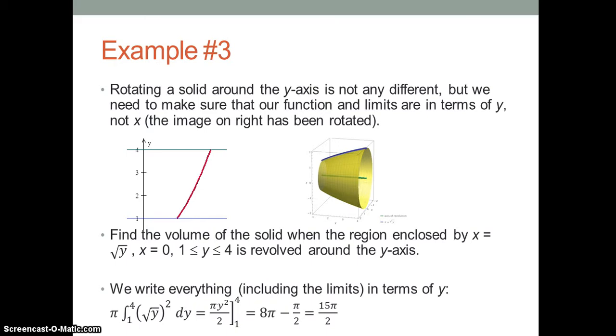So we get pi y squared over 2 from 1 to 4. We plug in our values. Again, this is something that you can do without your calculator. You get 15 pi over 2.